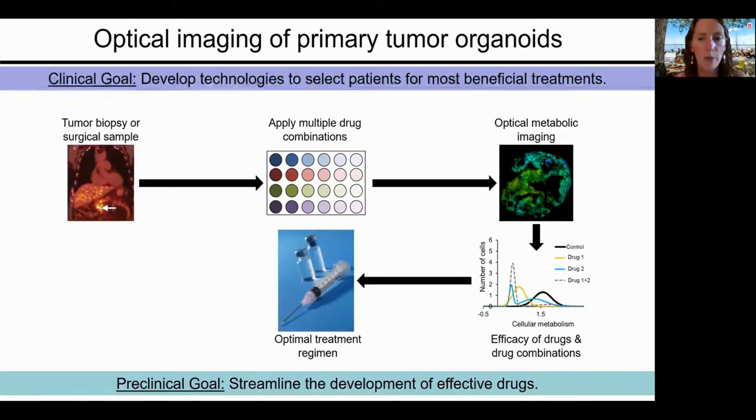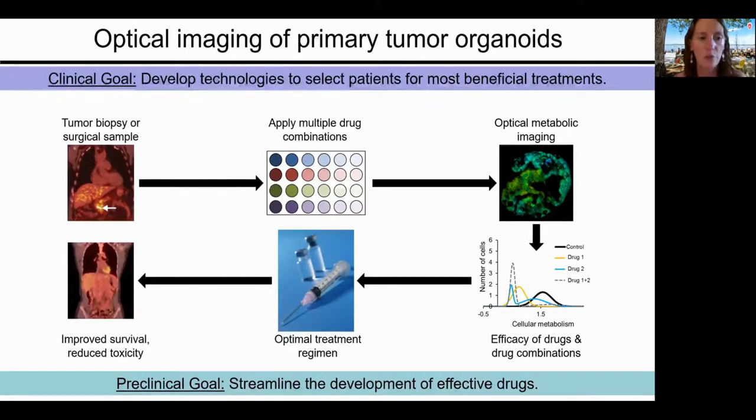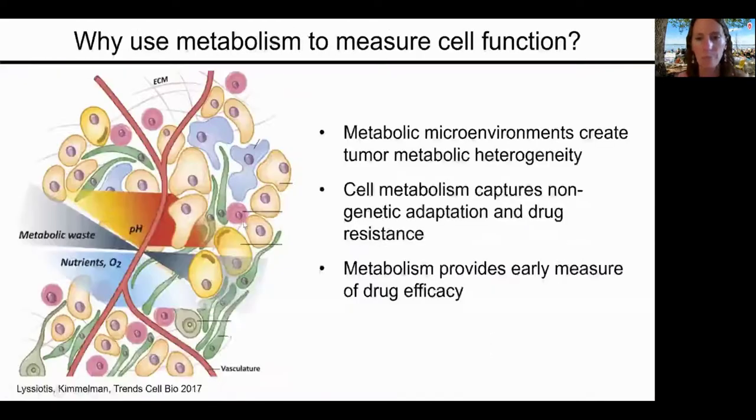And from this, we're hoping we can identify an optimal treatment regimen that really improves the life of the patient. And if not improves the life of the patient in this particular context, we're also testing many different potential candidates for clinical trials so that we can get those to patients as soon as possible.